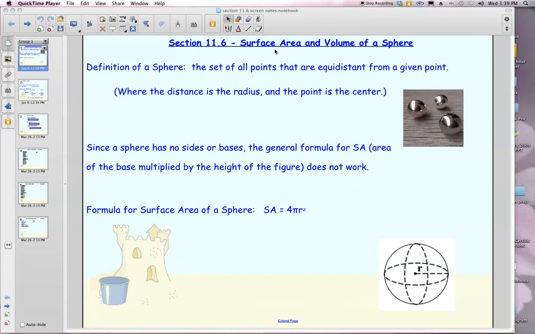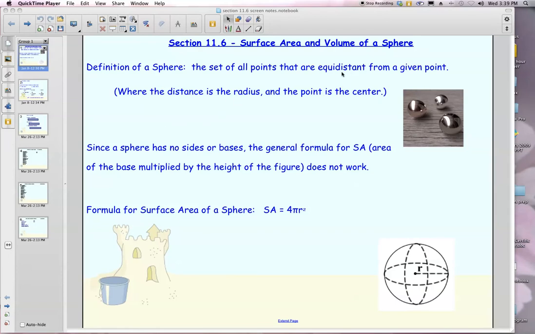Today's lesson is on surface area and volume of a sphere. We start with the definition of a sphere. It's the set of all points that are equidistant from a given point, which means that given one point, every point in the world that is the same distance from that point is part of the sphere.